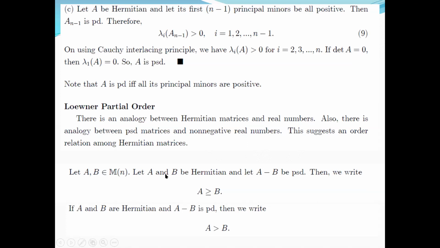Let A, B belonging to Mn be Hermitian, and let A minus B be positive semi-definite. A and B are Hermitian. Then we write A is greater than or equal to B. If A and B are Hermitian and A minus B is positive definite, then we write A is strictly greater than B.